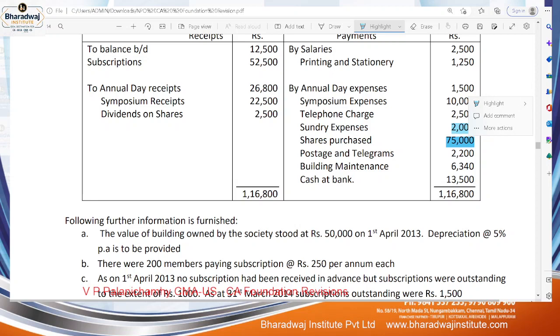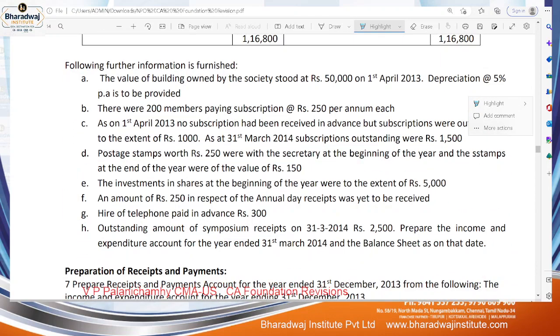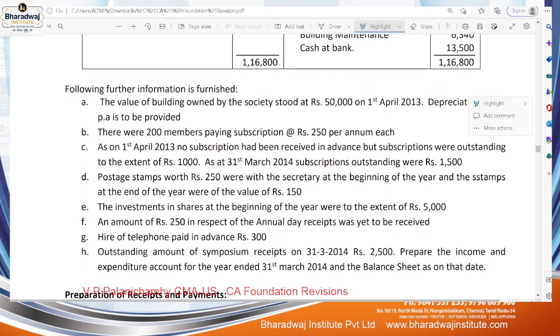Closing cash at bank is given to us. So salary, printing, annual day expenses, symposium expenses, telephone charge, sundry expense and all will come in what? Income and expenditure account. Shares come in assets. Postage, building go to the income and expenditure account. Cash at bank is an asset. So based on the adjustments, first prepare the opening balance sheet and tell me the values.